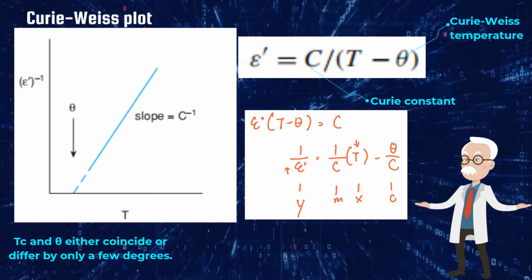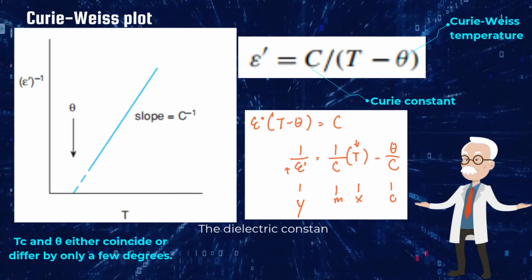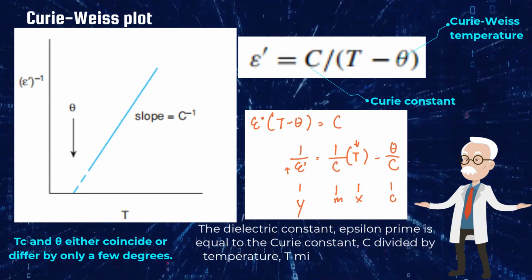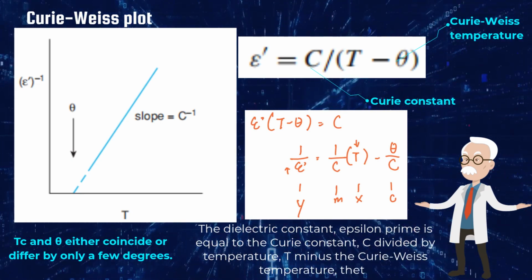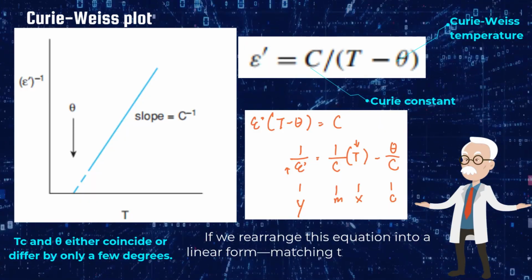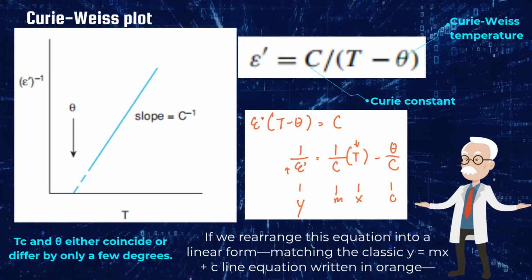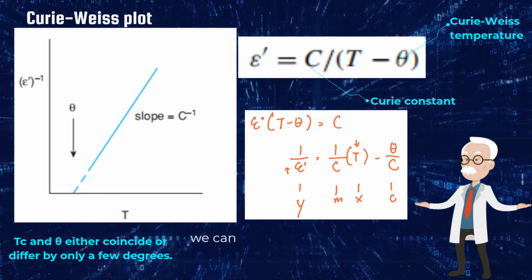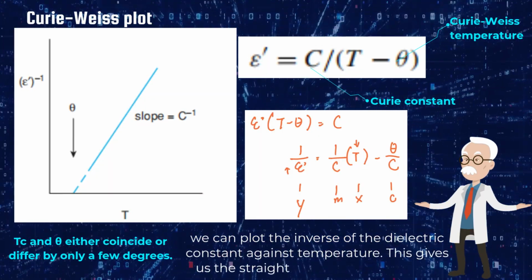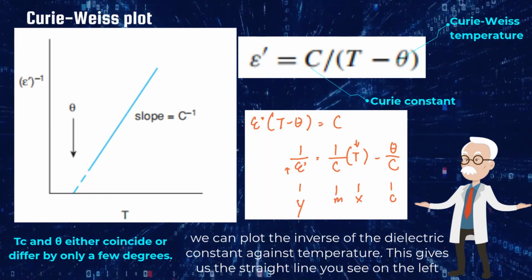As shown in the top equation, the dielectric constant, epsilon prime, is equal to the Curie constant, C, divided by temperature, T, minus the Curie temperature, theta. If we rearrange this equation into a linear form matching the classic y equals mx plus c line equation written in orange, we can plot the inverse of the dielectric constant against temperature. This gives us the straight line you see on the left.